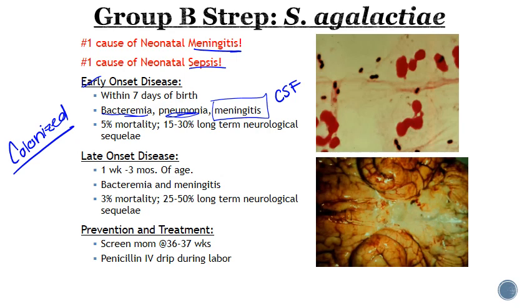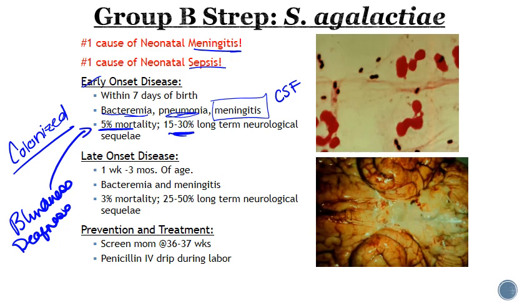The mortality rate is less than 5% as long as we diagnose it quickly. But even though patients do not die, approximately 15 to 30% of patients actually experience some long-term sequelae. And this can include things like blindness and deafness, as well as cognitive disability. So, certainly not without its consequences.